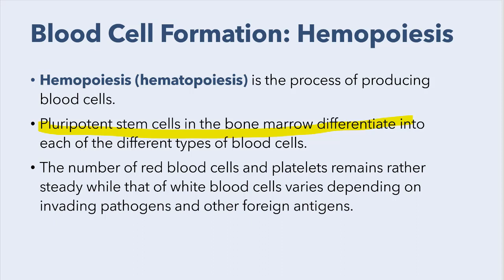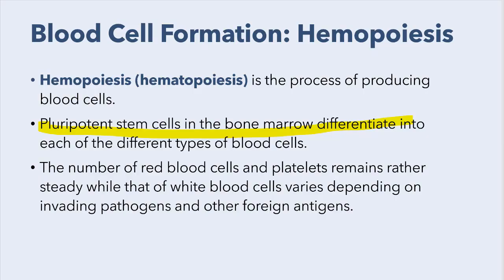This whole process is stimulated, of course, by hormones, and the number of red blood cells and platelets should remain steady. However, the number of white blood cells will change depending on the state of the body, whether it's undergoing infection, cancer, or it's being exposed to other foreign antigens.